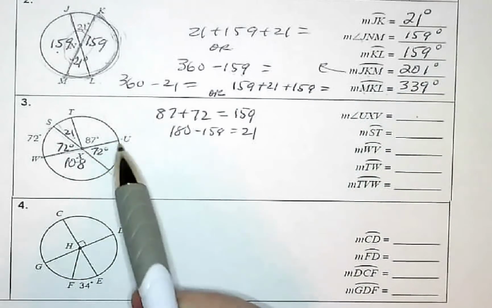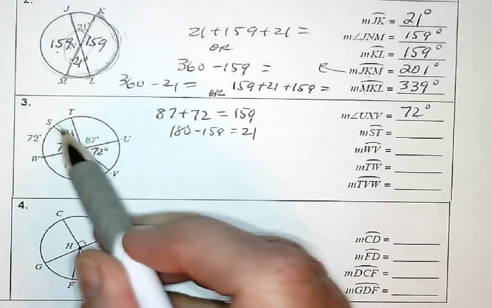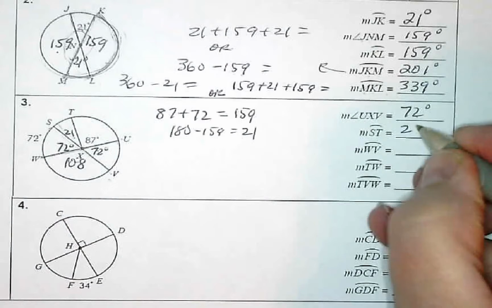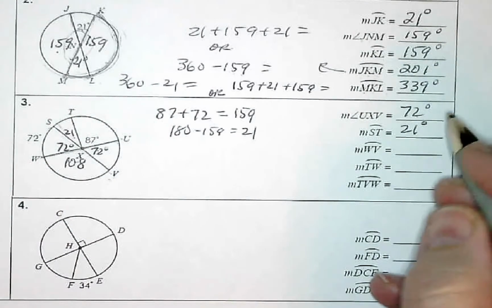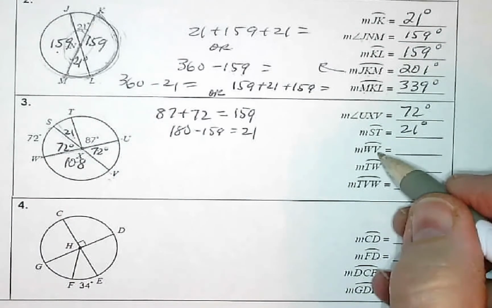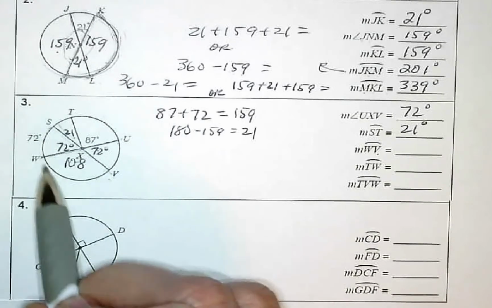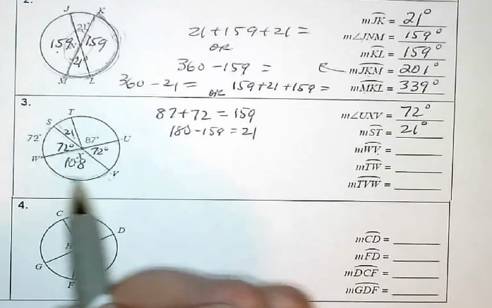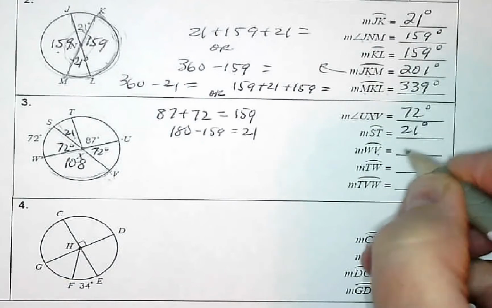UXV, 72. Arc ST, 21. Remember, the central angle and its arc are the exact same measurement of degrees. WV. Now I knew to go this way because 2 letters told me it's a minor, so I'm going to go the shortest route. Okay, so I already got that marked at 108.